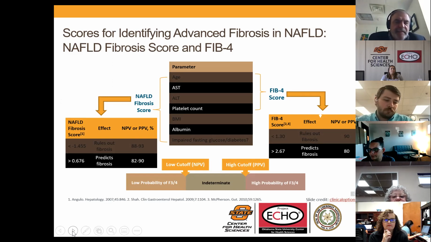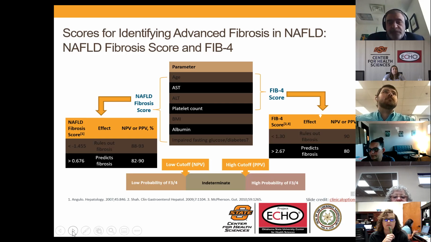If the number is greater than 0.676, the patient is at high risk for having advanced liver fibrosis due to NAFLD. And if the score is less than negative 1.455, the patient doesn't have liver fibrosis. You can use that calculator, and you can download it on your phone.